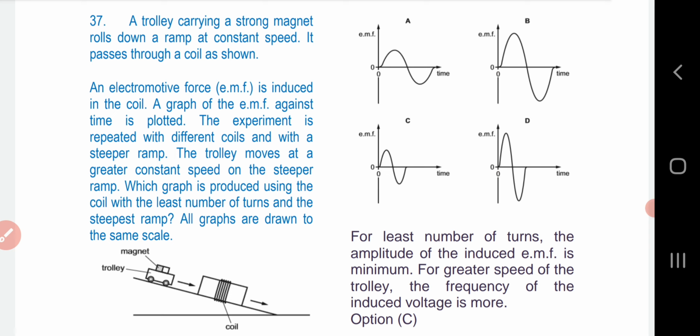Okay, the answer again: for least number of turns, the magnitude of the induced EMF is minimum, and the minimum magnitude we can see either in option A or in option C. So, either A is correct or C is correct. But for greater speed of the trolley, the frequency of the induced voltage is more, and that more frequency we can see in option C. So, the answer is option C. In option A, the frequency is lower.